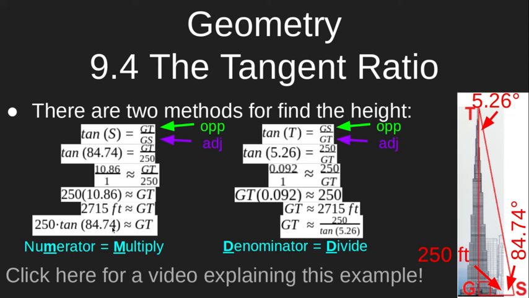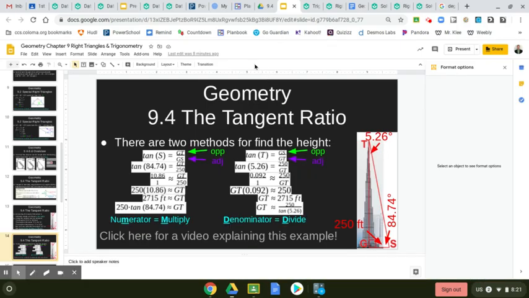And in the end, eventually you'll get used to this idea. Anytime my variable is in the numerator, GT, it's going to be a multiply problem. Anytime the variable is in the denominator, so if I flip this and I use the 5.26 degrees, the ratio flips real quick, it's going to be a division problem. And there you go. So a couple examples out of Khan Academy.